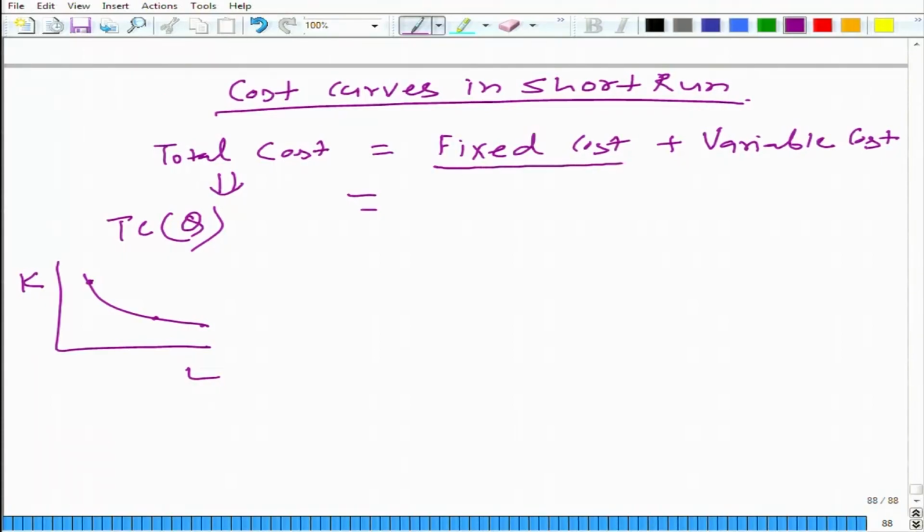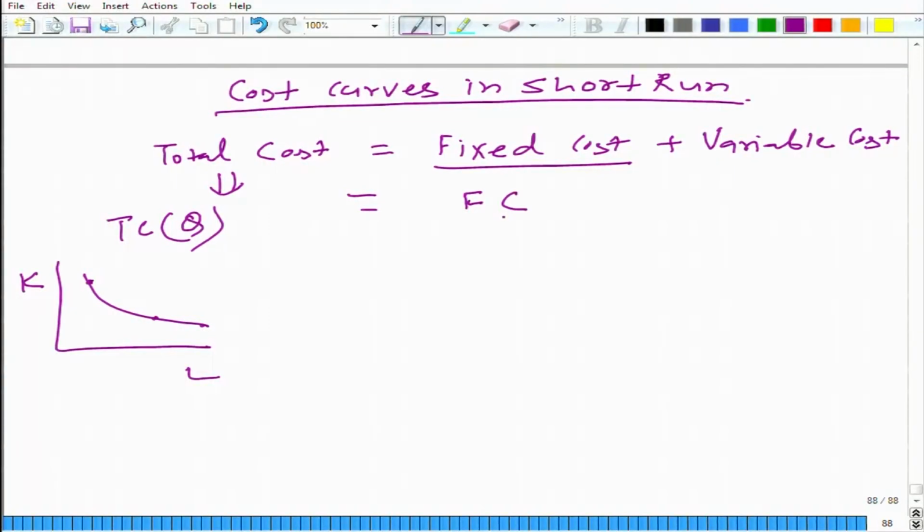How about the fixed cost? By name it should be clear that the fixed cost is the component of cost that does not vary with the output. So let us denote it by FC. In our case we can say that if capital is fixed at 5, then fixed cost is the cost of having these 5 units of capital.